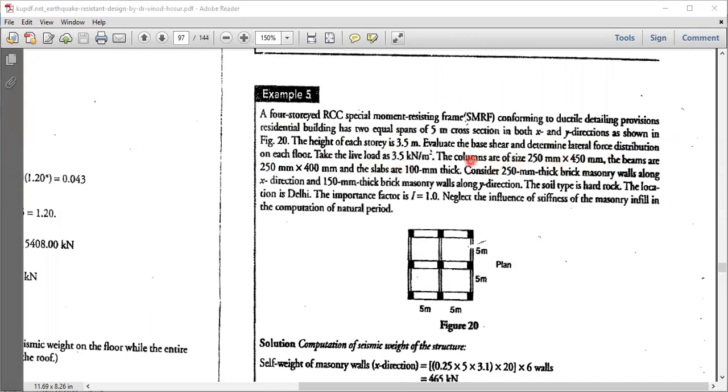The column size. Now here in this particular example, they're giving us the column size and the beam size along with the slabs. The column size is 250 mm by 450 mm. The beams are 250 by 400 and the slab is 100 mm thick. So this is of importance because I look at the dead weight. Consider 250 mm thick brick masonry wall along x direction. So in this direction, these walls are 250 mm thick brick masonry, and along y direction, it is 150 mm thick wall. The soil type is hard rock and the location is Delhi. To get the Z value, importance factor I equal to 1, you will take it as 1.2 according to the new code. Neglect the influence of the stiffness.